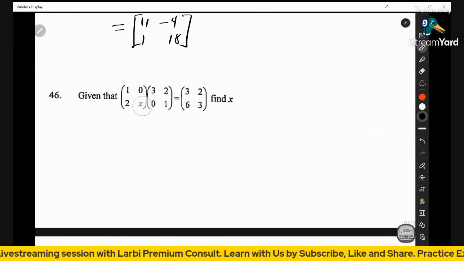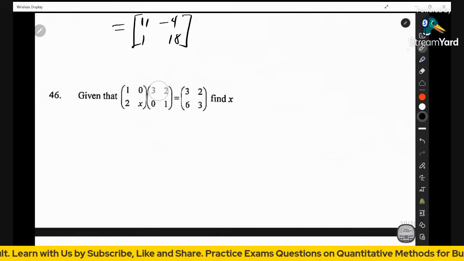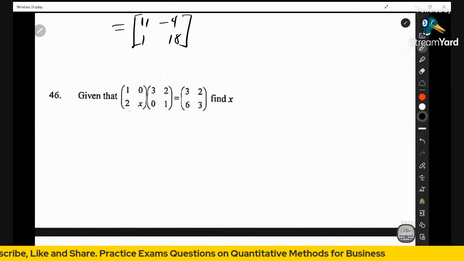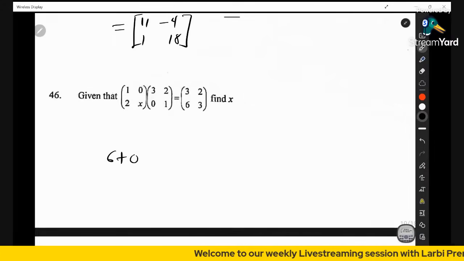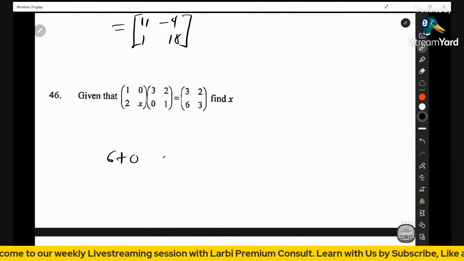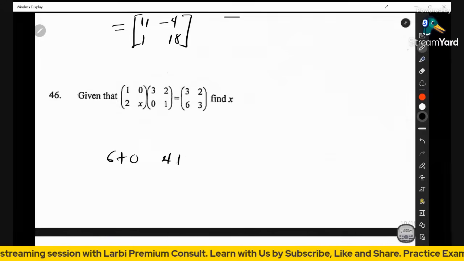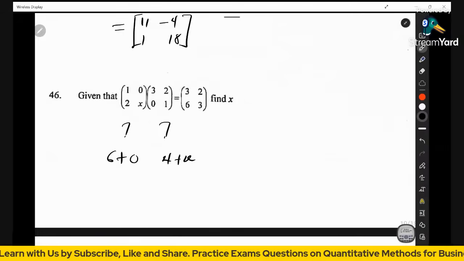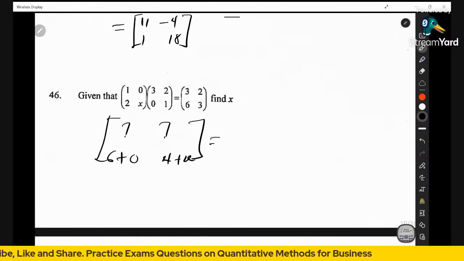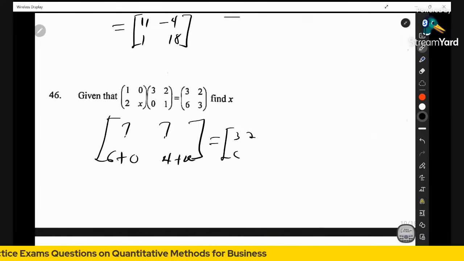We just have to bring in the second row of the first matrix to multiply the entries in the second matrix. So 2 multiplying 3, we get 6. Then plus x multiplying 0, we get 0. After that, we bring in 2 multiplying 2, you get 4, and x multiplying 1, we get x. Here is a question mark, but we are not interested in that piece. So we just provide that, and that should be equal to [3, 2; 6, 3].